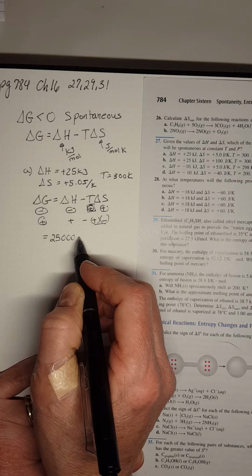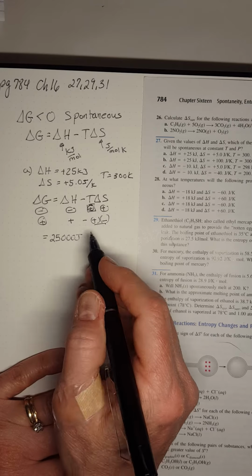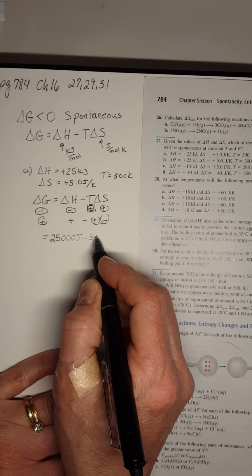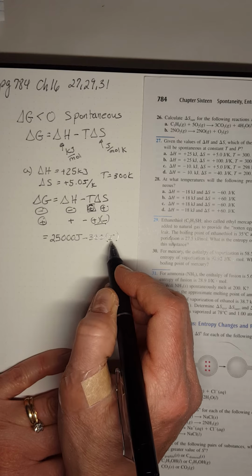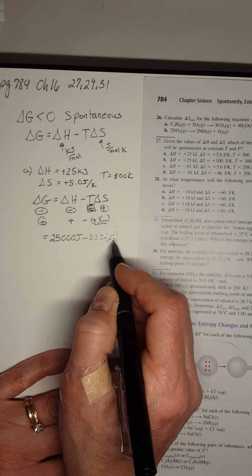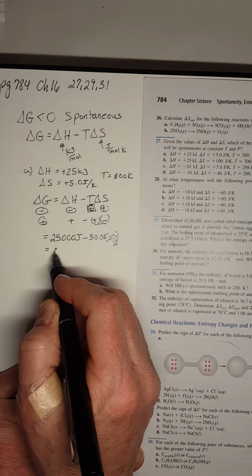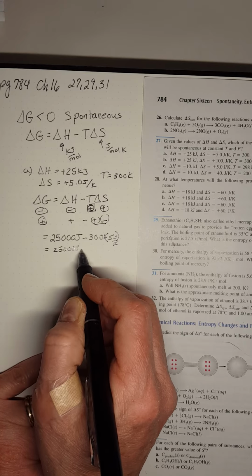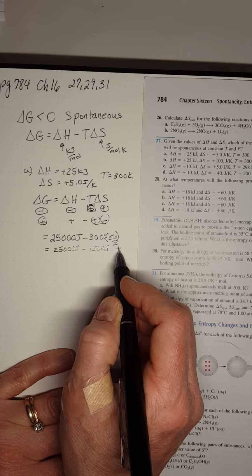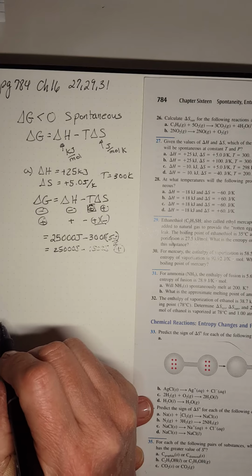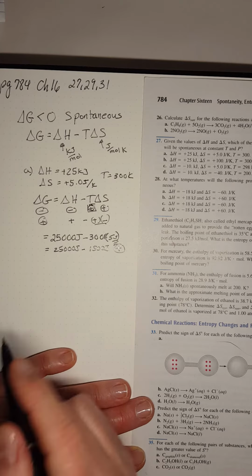So we're going to say 25,000 joules, because I'm going to convert that to joules right away, minus 300 Kelvin times 5 joules per Kelvin. And so the Kelvin cancels, so now both of these are in joules. And so this becomes 25,000 joules minus 1,500 joules. Well, that's a positive number, and so this is not spontaneous. So for part A, delta G is positive, and it would not be spontaneous.